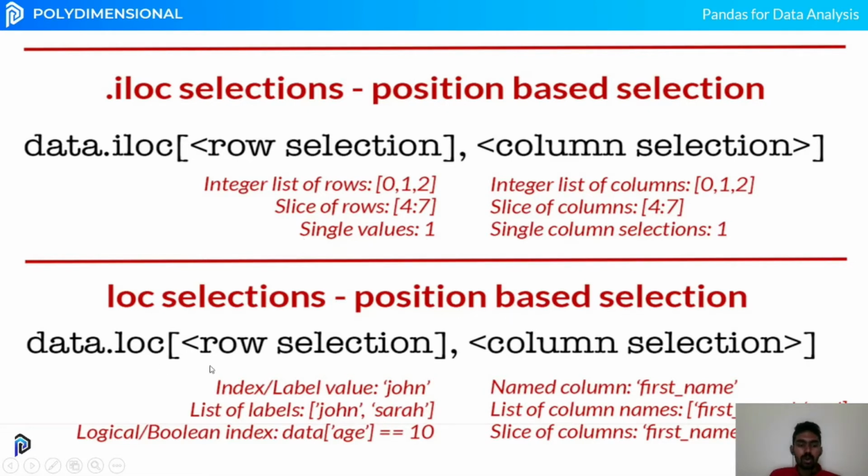Now we get into loc. In loc, we have to use the label for indexing. In the row format, you have to give the row name, and in the column, you have to give the column name. You can also give a list of row names and a list of column names, and the subset of data would be selected. You can also use the range command to specify a slice of the data, a slice of the columns. Similarly, you can do it for rows also. And you can also give a condition to select the rows which satisfy that particular condition. Okay, these are the things that I wanted to show regarding loc and iloc.